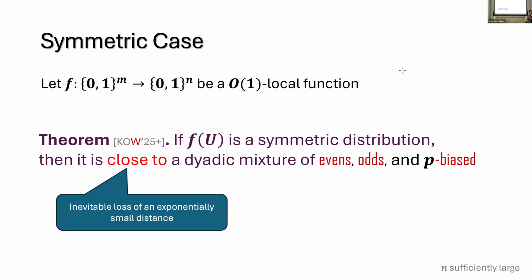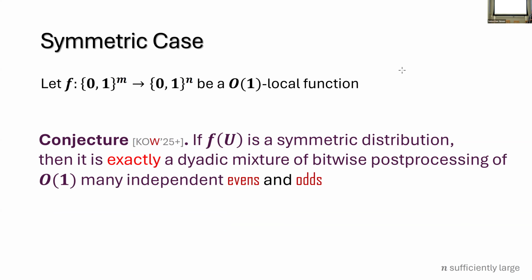This is different from the uniform symmetric case, where we can say if you are exactly a uniform symmetric distribution, then you are exactly 1 of the 6. But here we don't get such a result. You will lose some error inevitably. And the reason for this is we think a more general conjecture should be true. If FU is exactly a symmetric distribution, then we think it should be exactly a dyadic mixture of some bitwise post-processing of a constant number of independent evens and odds. This is a little bit complicated, but I will show you an example that is not captured by our result, but captured by this conjecture.